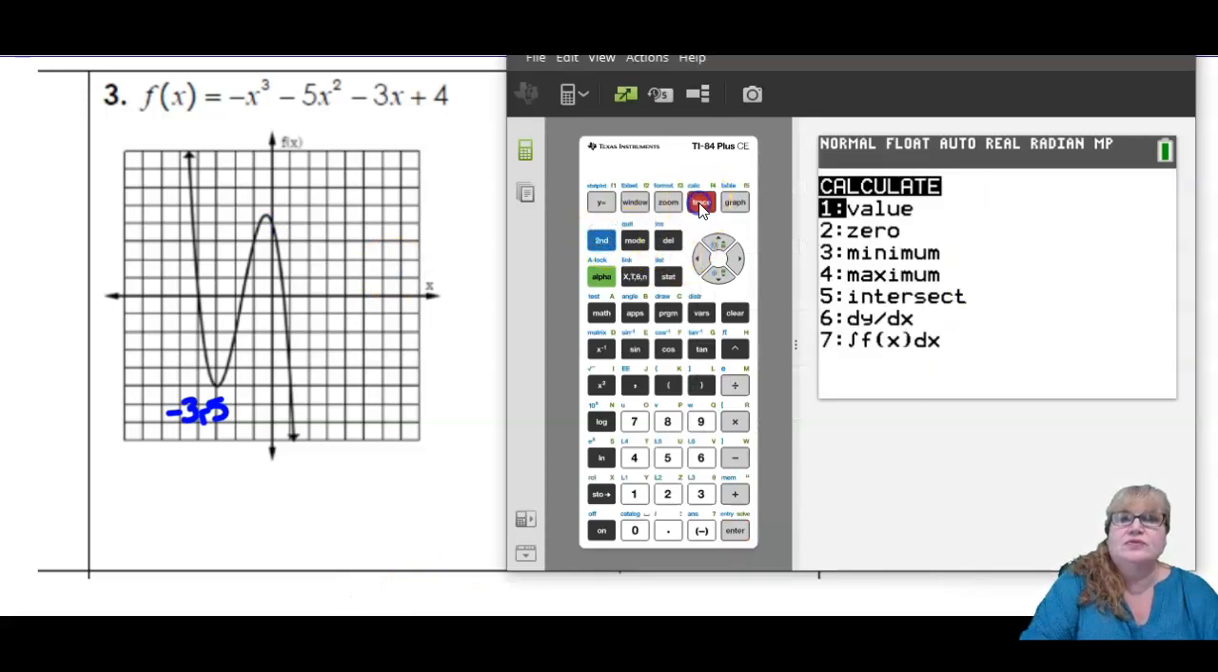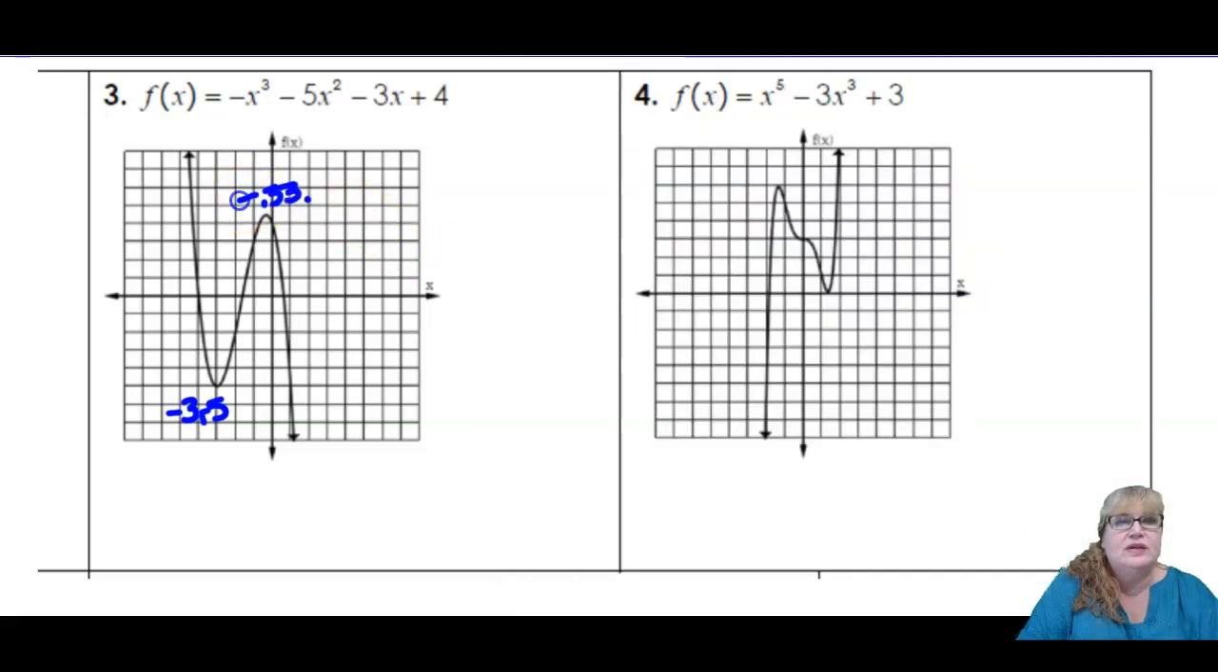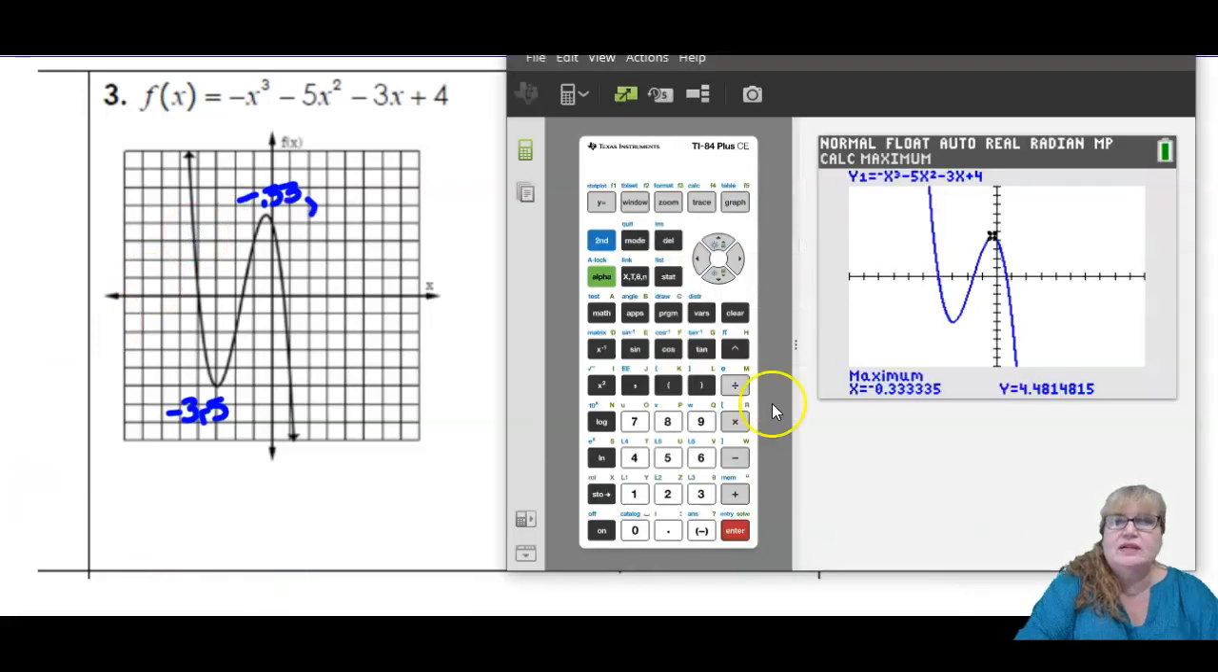And then the maximum looks like it might be some decimals. So if we do second trace max, and we pick values from maybe -2 again, over to +1. So somewhere in between those two lines, I want it to find that peak or maximum. And it looks like it's about -1/3, -0.33, comma. We are just estimating it to the nearest hundredth, 4.48.